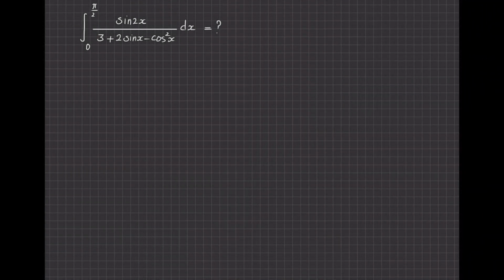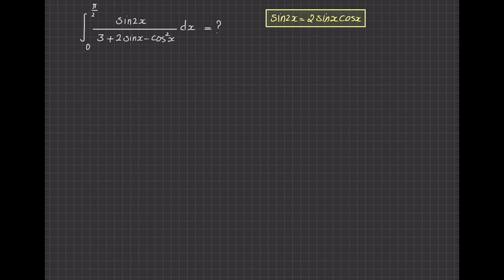Hello, now let us solve the problem together. The first thing that I want to remind you is the formula for the double angle for sine 2x. So the formula is this: sine 2x is equal to 2 sine x cosine x. That's the formula that I want to use for the numerator.